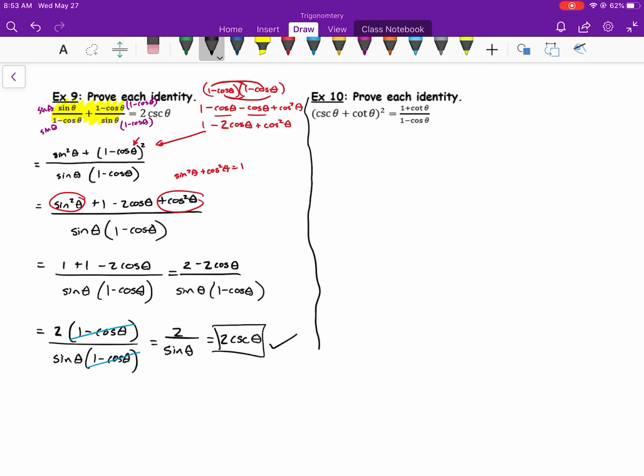And if you plan on taking pre-calc next year, you're definitely gonna need this stuff. Alright. Last example for the rest of the school year. Cosecant theta plus cotangent theta squared should be equivalent to 1 plus cotangent over 1 minus cosine theta. I'm gonna work with the right hand side.